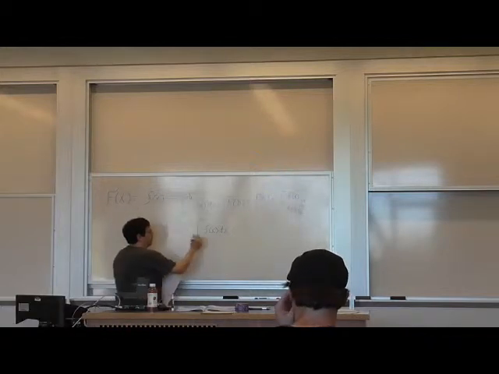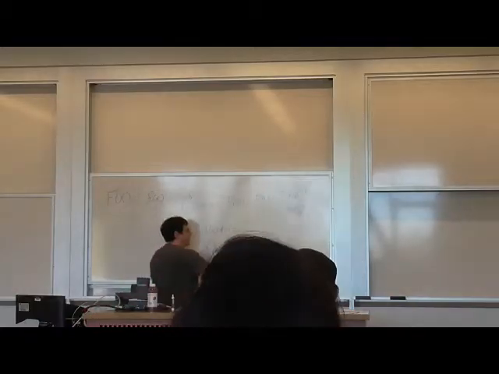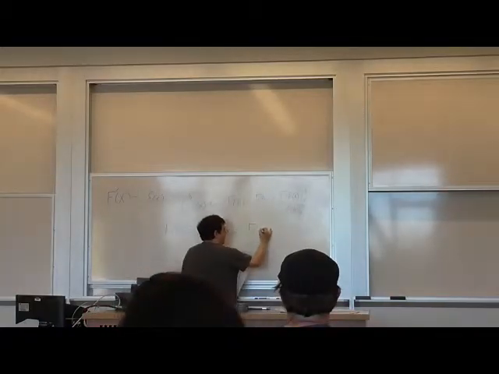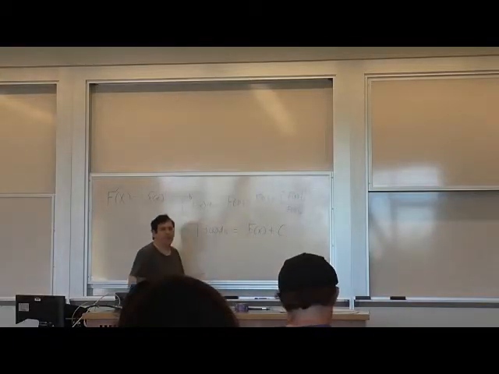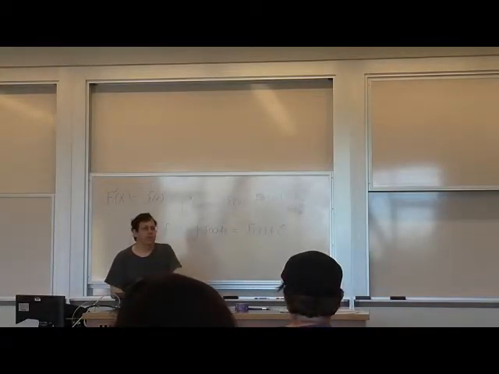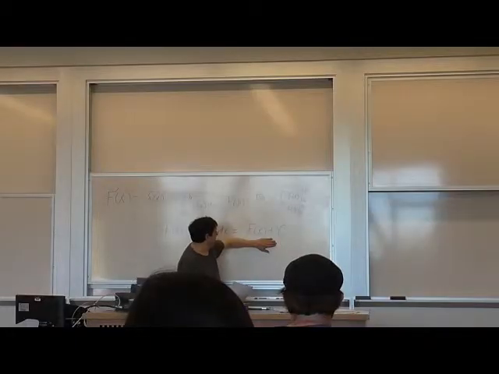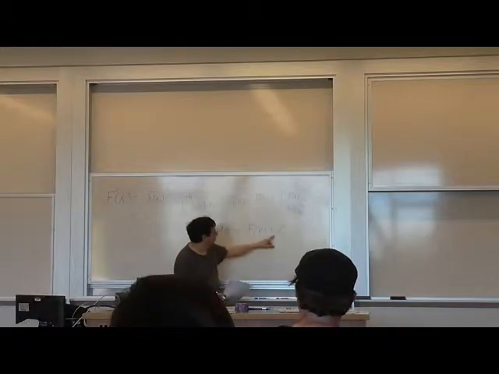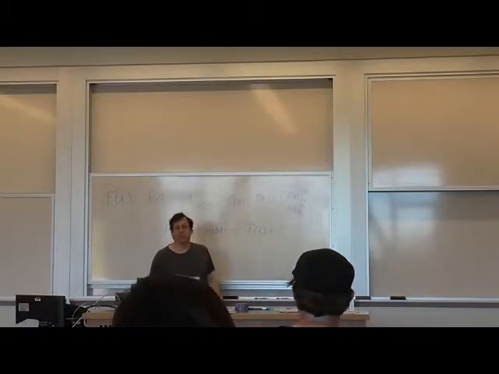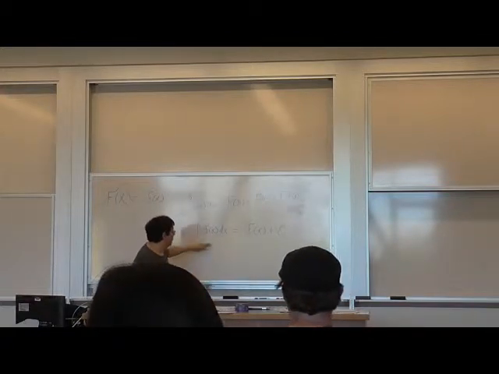If I start from here, and now I evaluate this, I certainly get F of x, but there's always that unknown constant. Why is that there? Well, let's find the derivative of this. The derivative of F is f of x. The derivative of c is always zero. So any constant will satisfy this.